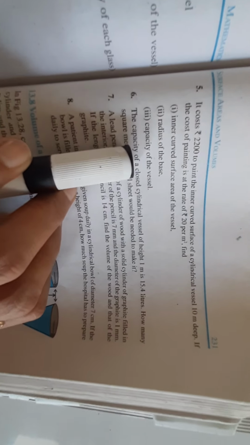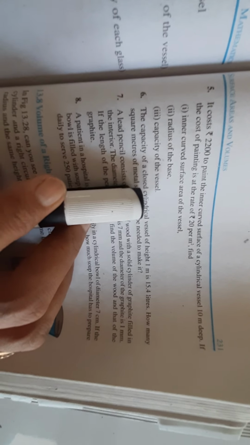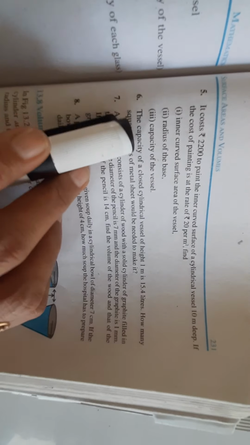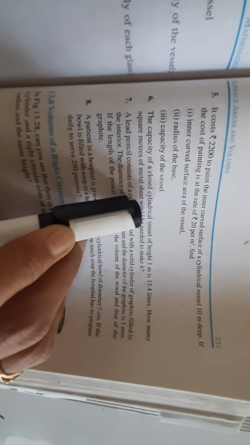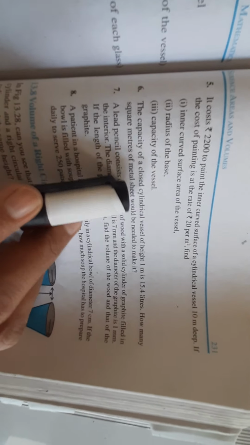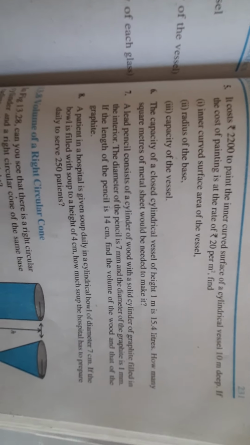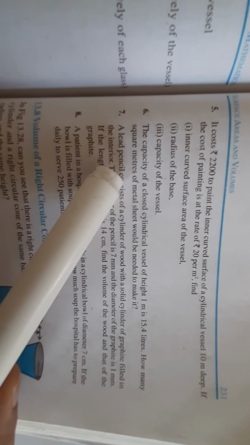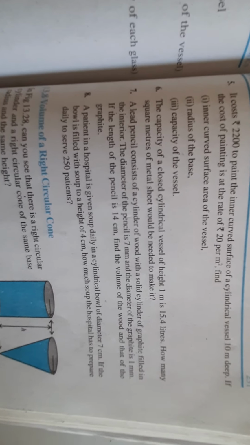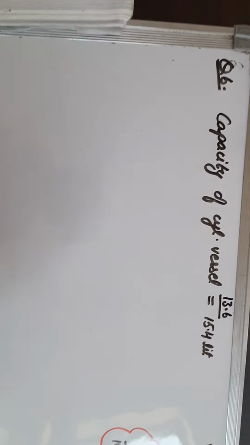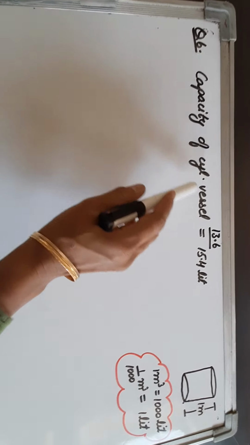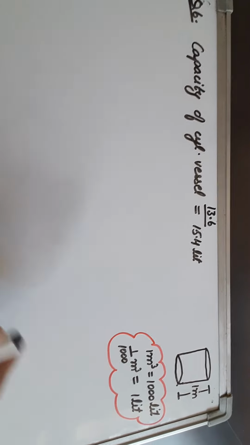Of course, capacity means how much we can fill inside it, that is given to us. And we have to find the area in square meters of the metal sheet required in making this vessel. Dear students, the vessel is closed, which means the sheet metal we will use, we will use it in making the lid, the base and also the curved surface area. So to get the square meters of metal sheet, we need to find out the total surface area of this cylindrical vessel. But before doing this, we have been given that the capacity of the cylindrical vessel is this and the height of the vessel is 1 meter.